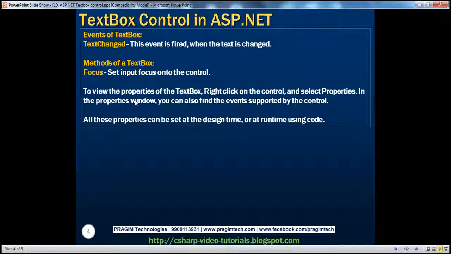Alright, and we have already seen, to view the properties of the text box control, you can right click on the control and select properties. In the properties window, you can also find the events which will be shown using that lightning bulb symbol. All these properties can be set at the design time or at runtime using code.